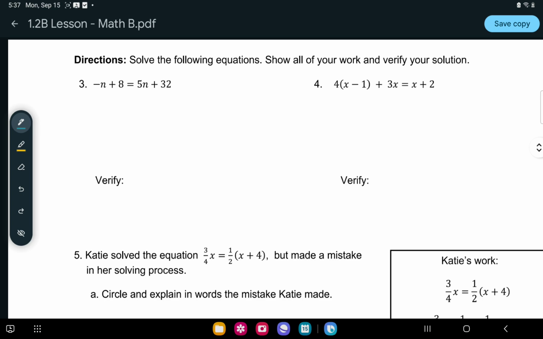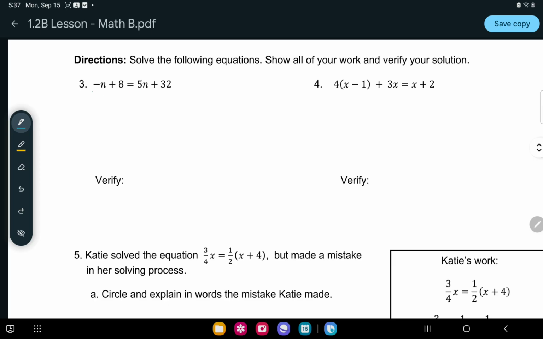Okay, now in this case, we're looking at number 3. I can't simplify each side any further. So sometimes you're going to get an equation where you can't combine a negative n and an 8, and you can't combine a 5n and a 32. So I have to think about which is the smallest variable. It is okay if you don't move the smallest variable first, but it just might mean that you make more steps for yourself. So I'm going to look at negative n and 5n.